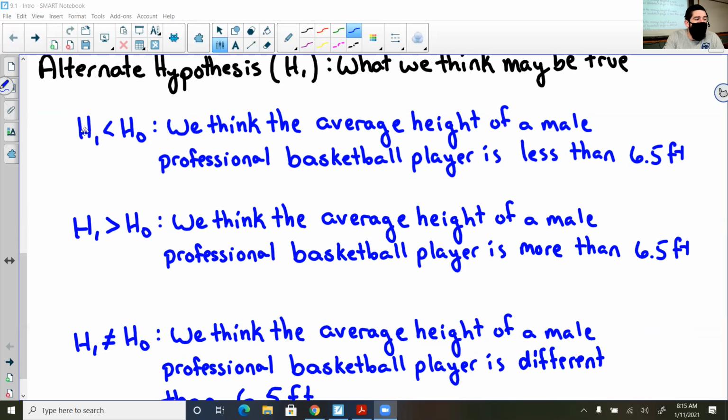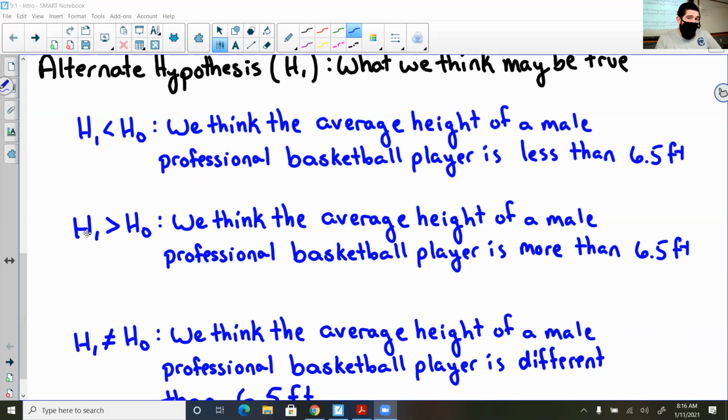The first is that we think that H sub 1 is a smaller value than the null hypothesis. So we think the average height of a male professional basketball player is less than 6.5 feet. That's our conclusion. We think that it's something less than. So we're going to go through, do our statistical test, and based off of our test statistic and the probability of that test statistic occurring, we are going to compare that to what we call a level of significance. And if it is lower or higher, we're going to make our conclusion.